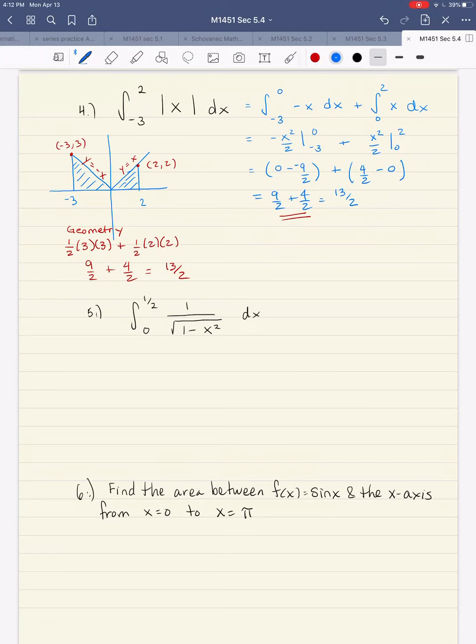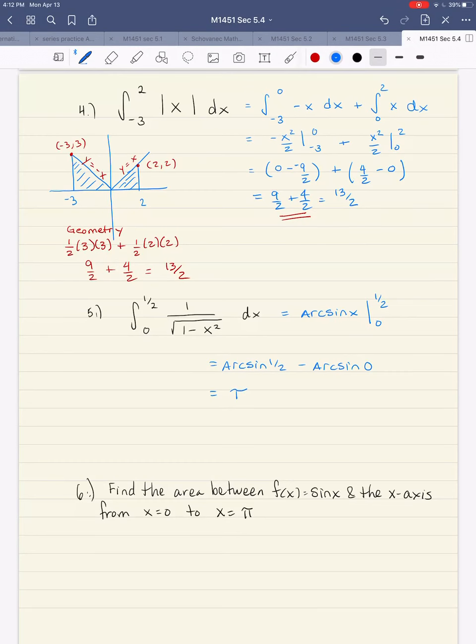Okay. All right, take a peek at the next one. Does anybody recognize the function whose derivative is 1 over the square root of 1 minus x squared? Well, I do. That's the arcsine of x. Then we have to evaluate that from 0 to 1/2. So we need the arcsine of 1/2 minus the arcsine of 0.